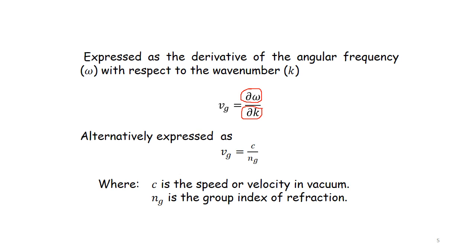So we can say it's the derivative of the angular frequency with respect to the wave number, and at times it may be written as c over n sub g, that is the speed of light in vacuum divided by the refractive index of the medium in which the group is propagating.